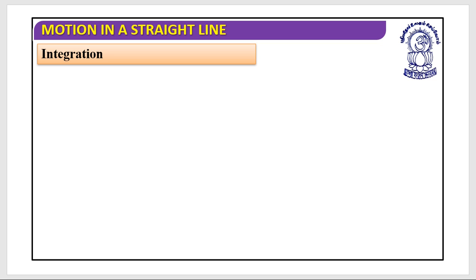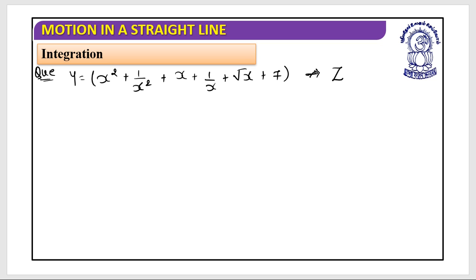So let's do a last question on these formulas. But do this very carefully, and you are going to attempt it with me. Look at the data and go for it. y equals x square plus 1 by x square plus x plus 1 by x plus root of x plus 7. What you need to do is find z equals the integration of y dx. Now what would be my answer?